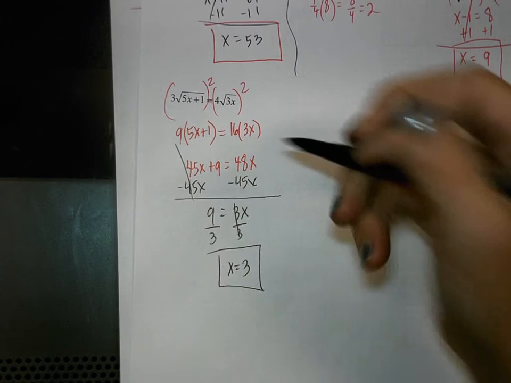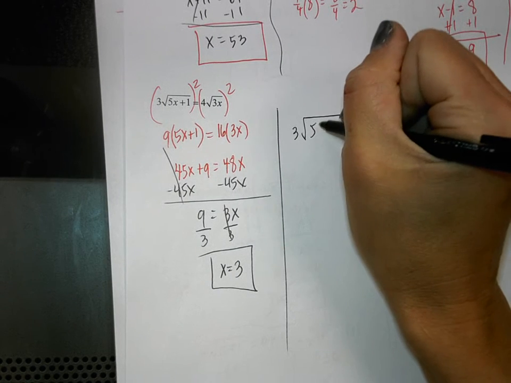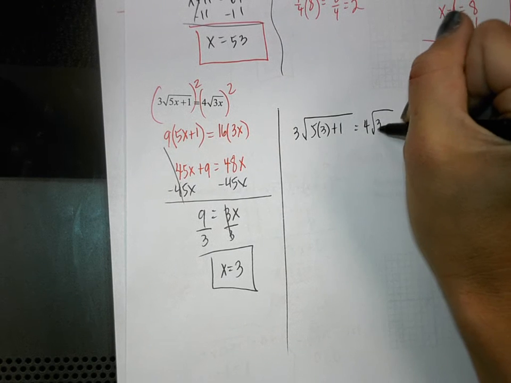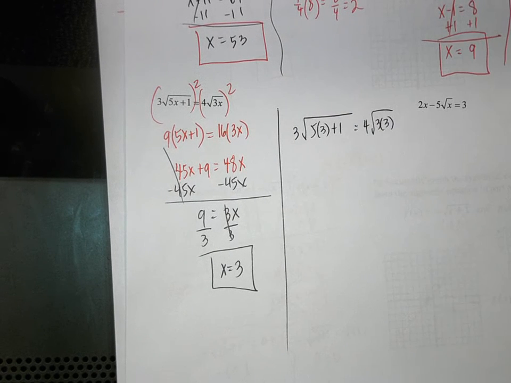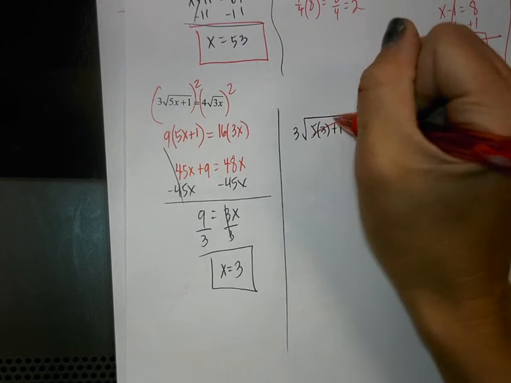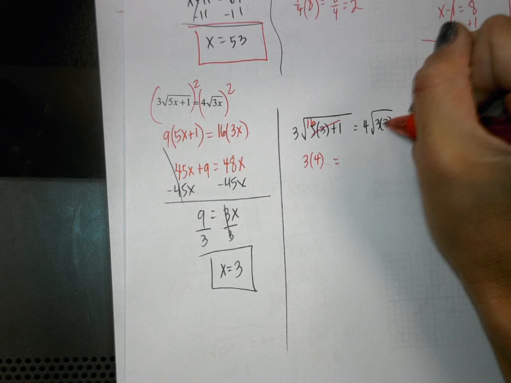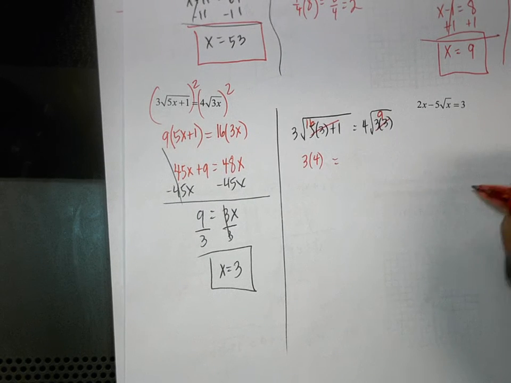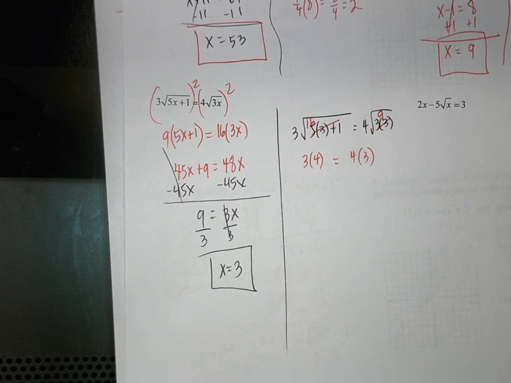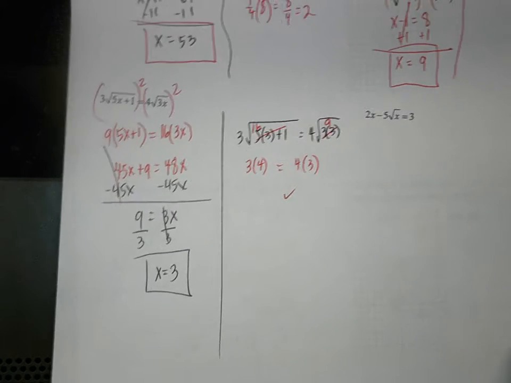So let's go ahead and just do our check real quick. So 3 root, and then we have 5 times 3 plus 1 equals 4 root 3 times 3. So 5 times 3 is 15, and 15 plus 1 is 16. And what is the square root of 16? 4. And then over here, 3 times 3 is 9. Square root of 9 is 3. So does 4 times 3 equal 3 times 4? Yes, it checks out.